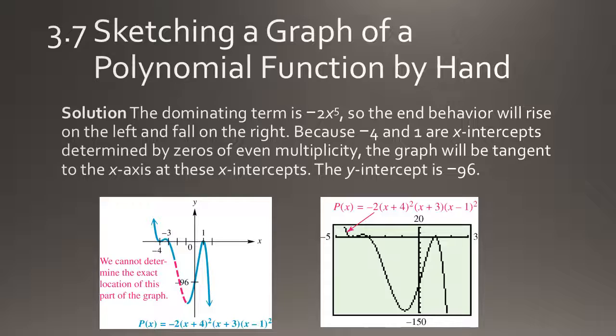Okay, our dominating term is negative 2x to the fifth. Now, we know that the negative 2 is obvious. Why is it x to the fifth? Well, our first factor is going to end up being squared. Our second one is to the first power, and our third one is going to end up being squared. So 2 plus 1 plus 2 is 5. So negative 2x to the fifth.